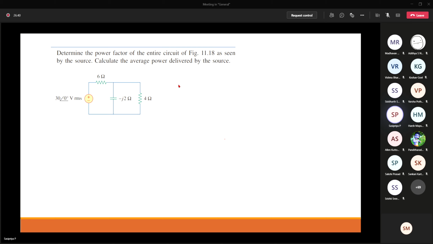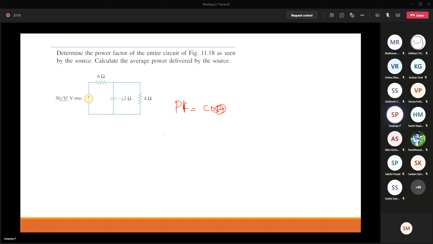Determine the power factor of the entire circuit as seen by the source. Calculate the average power delivered by the source. So here you are asked to calculate the power factor and the average power. We all know that power factor is cos theta. Theta is nothing but the phase angle difference between the voltage and current.